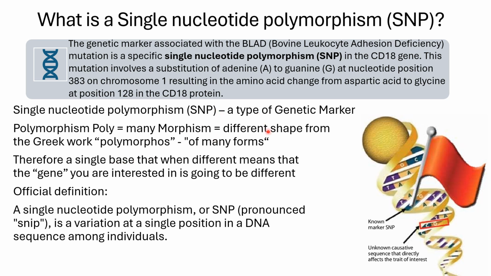So if we look for this one base change and it is present, then it means that our gene that we're looking for is present. Does that make sense? So our marker is just one. It might be the one, like in this case, that causes the problem. Sometimes it's not one that causes a problem.